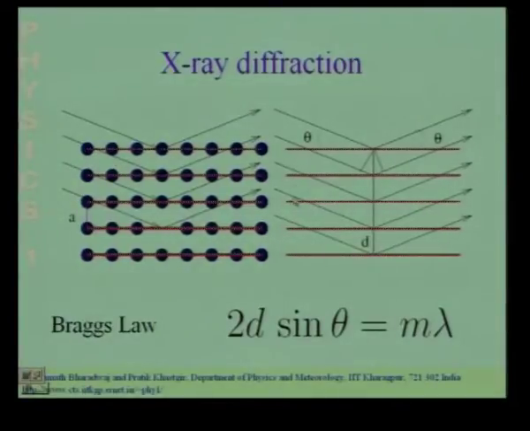So, if this is the crystal, I can draw planes. So, this is one plane. I can draw different sets of planes. This is one set of planes. So, here I have one particular set of planes, and these are the planes drawn in red. And this scattering I can think of as follows. This is the incident radiation. It gets reflected over here from each of these planes.